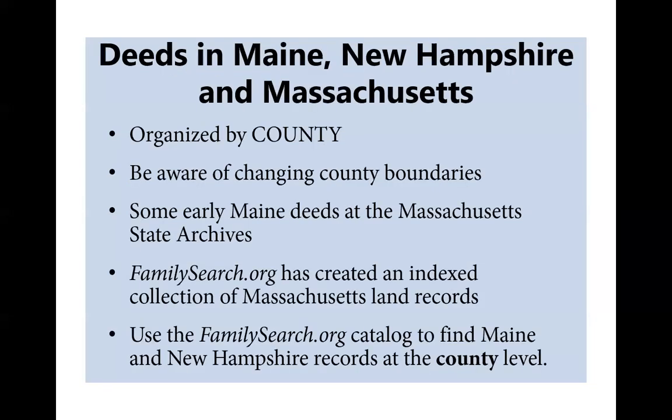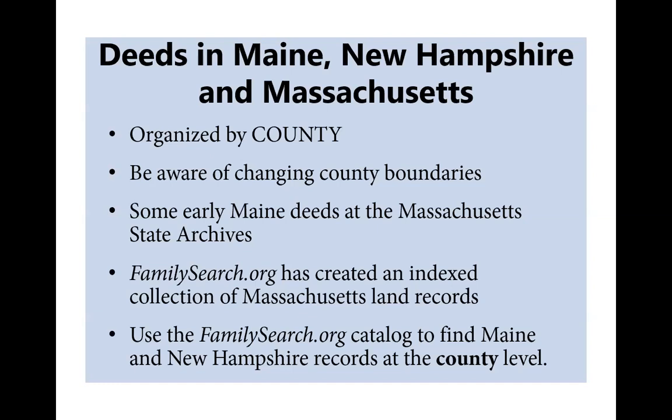Once a tract of land has been patented, subsequent land transactions are recorded by the town or the county, depending on the state. So deeds in Maine, New Hampshire, and Massachusetts are organized by county. Do be aware that county boundaries have a way of changing, and some of the very earliest Maine deeds are part of the Massachusetts State Archives collection, because as we know, Maine was part of Massachusetts until 1820.